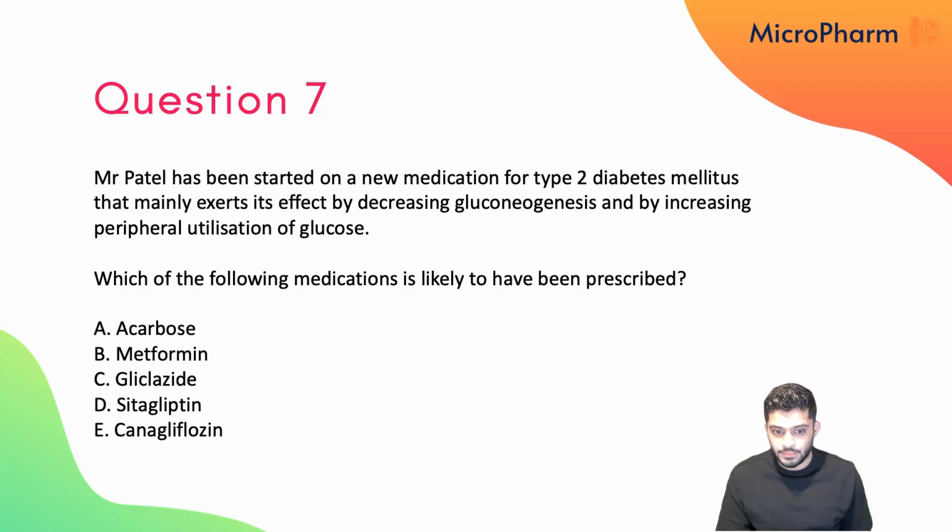Okay, so Mr. Patel is started on a new medication for type 2 diabetes mellitus, and it exerts its effects by decreasing gluconeogenesis and increasing peripheral utilization of glucose. Which of the following is he most likely to have been prescribed?